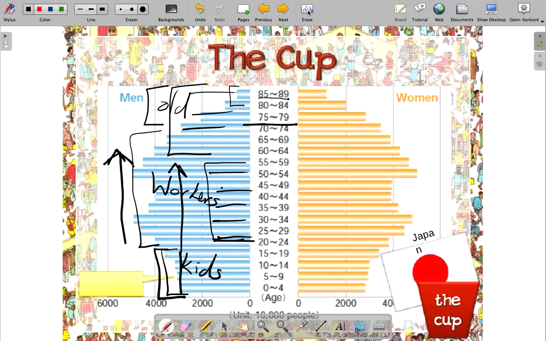So this is an explanation and some examples of what those different shapes mean. The Christmas tree, the box, and the cup.